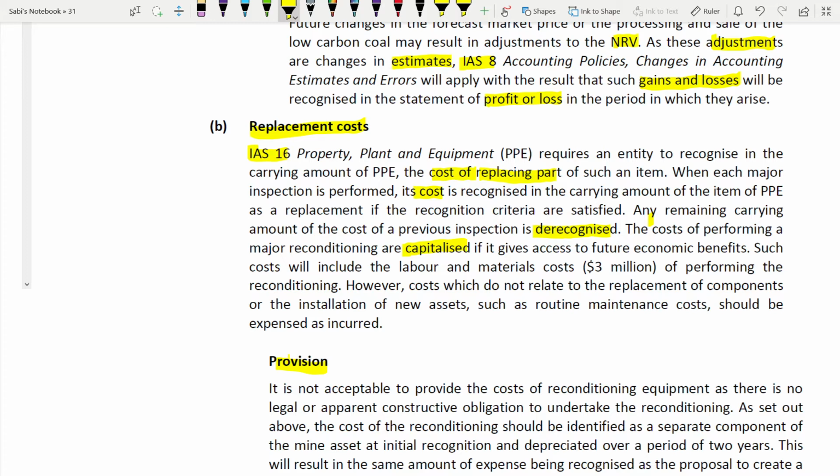You definitely have to go through IAS 16 to understand this better. The rules are there: what cost you can capitalize, and what you just have to take as expense. Major reconditioning is such a cost that you can capitalize if it gives access to future economic benefits. Such costs will include labor and material cost. Together it is 3 million, one for labor, two for material, of performing the reconditioning. However, costs which do not relate to the replacement of a component, remember, not every cost is because of the replacement of a component or the installation of new assets, such as routine maintenance costs, should be expensed. But if you are replacing a component or installing a new asset, you can capitalize those.